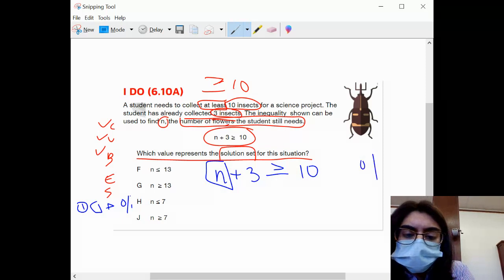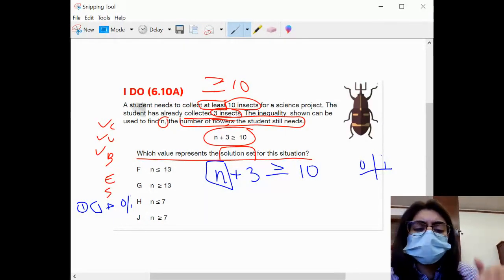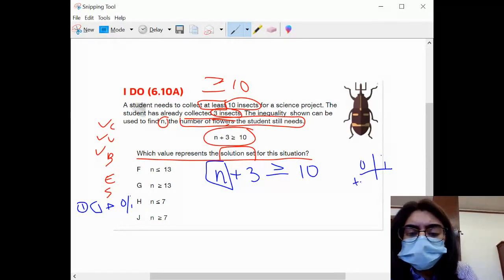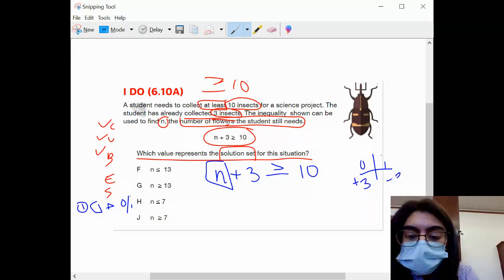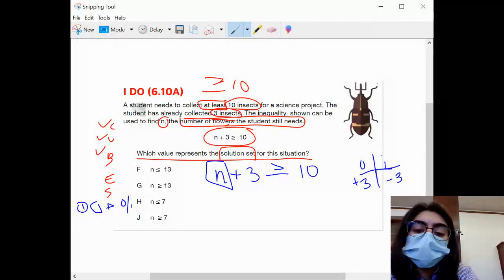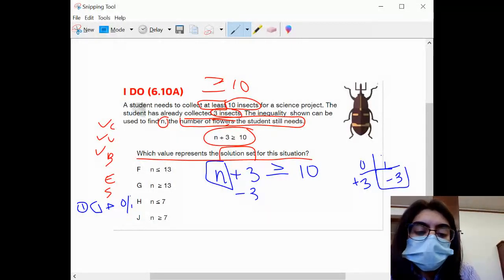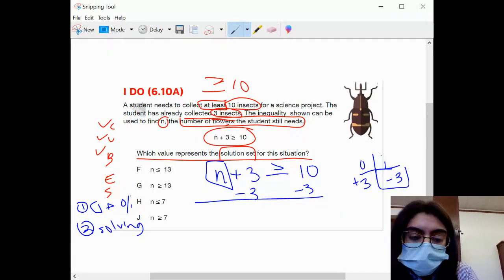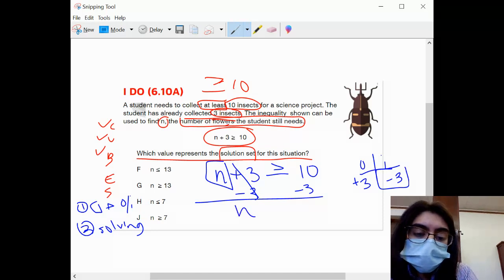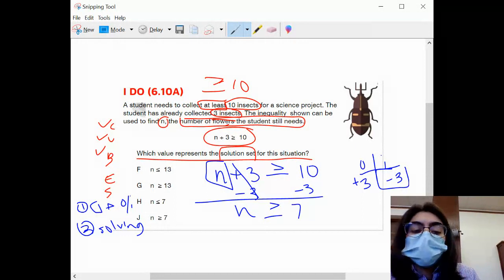Here's my variable. What is on the same side as that n? I see a +3. Well, the only way I can get n alone to know what it equals is to subtract 3 in my inverse operation. So let's go ahead and subtract 3 from both sides. That's my solving step. 3 minus 3 is 0, so of course that means n is left there. And 10 minus 3 is 7. Okay, this is saying that n has to be more than or equal to 7.